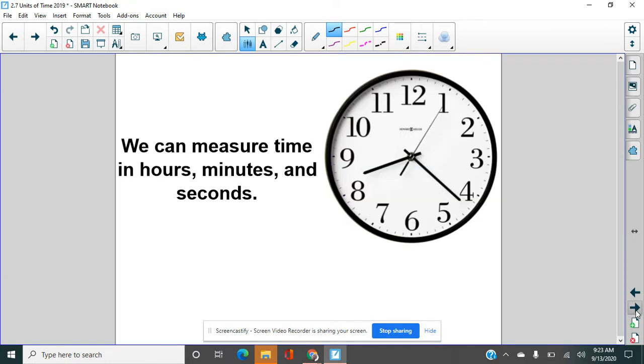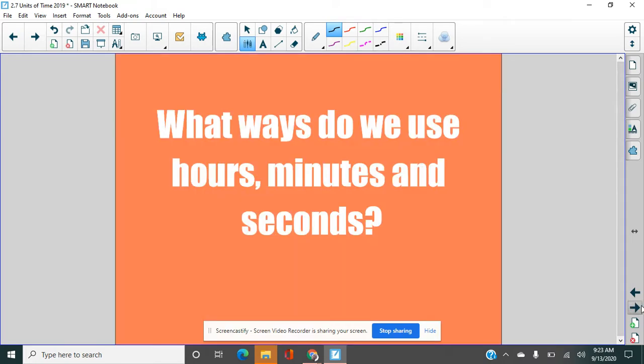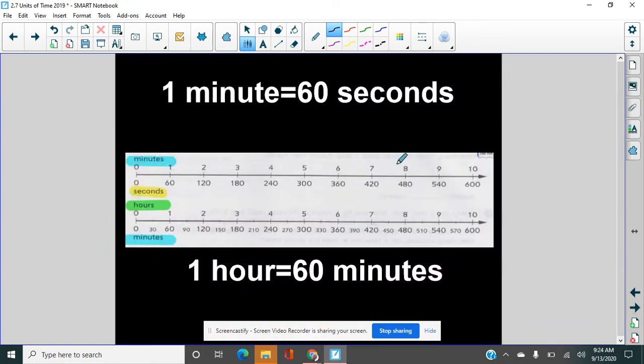Let's go through some of those things. We can measure time in hours, minutes, and seconds. Now we can go farther than that, right? We have days and months and years and decades and centuries and millennia and so on, right? And we can also go smaller than seconds, right? With like milliseconds and nanoseconds. But these are our three main measurements of time: hours, minutes, and seconds, right? We use hours, minutes, and seconds all the time, right, to tell time.